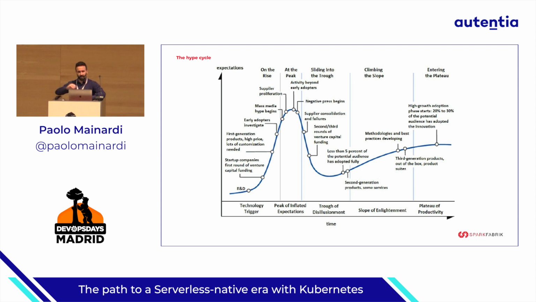Then, if we can survive, we face a slope of enlightenment. In this stage, more instances of how the technology can really benefit the enterprises start to crystallize on the market and become more widely understood. Let's think about containers. We know now that we can really scale our applications, our workload, thanks to the use of containers. This is also the phase where the second, the third generation of products start to appear from the technology providers.